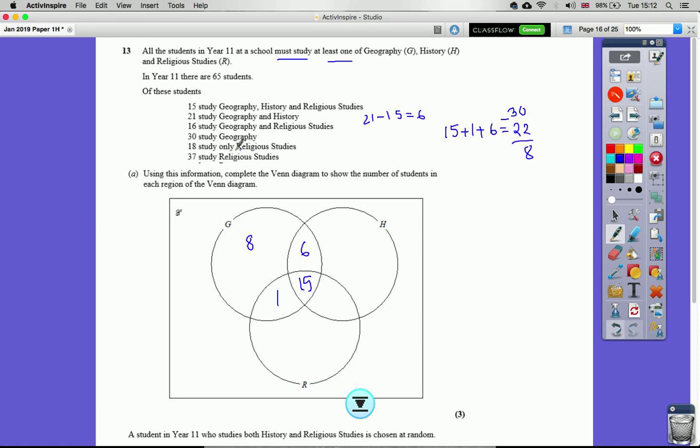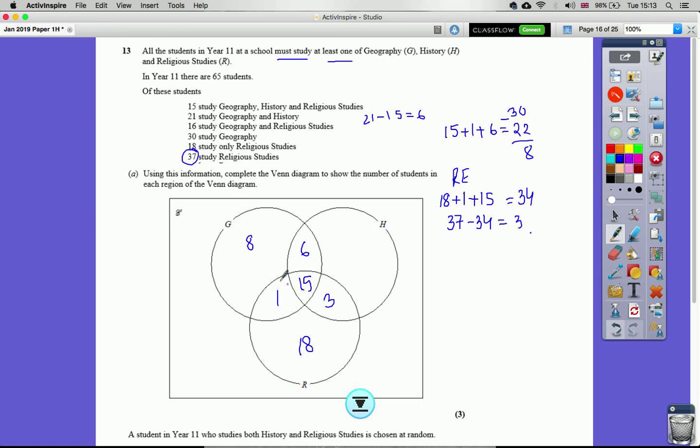18 study only religious studies. So religious studies, you've got 18. So 37 study religious studies. So 18 plus 1 plus 15, 19 plus 15 is 34 for RE. And there are 37 students who study RE. So 37 minus 34 is equal to 3. That 3 is going to go there.